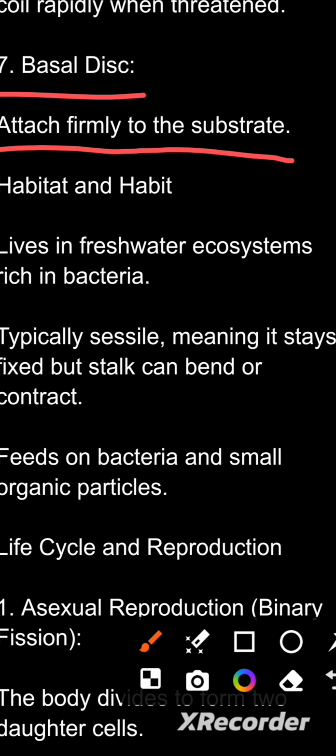Now habitat. It lives in freshwater ecosystems rich in bacteria. Typically, it is sessile, meaning it stays fixed in one place, but the stalk can bend or contract when Vorticella feels danger. It feeds on bacteria and small organic particles.